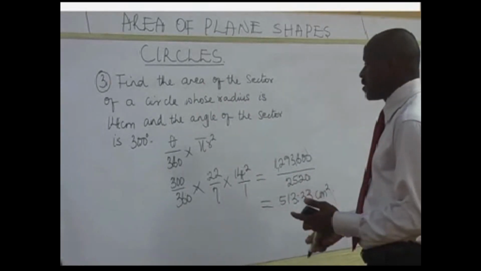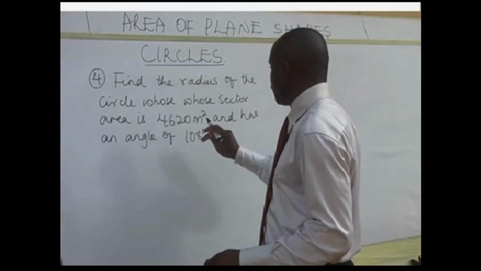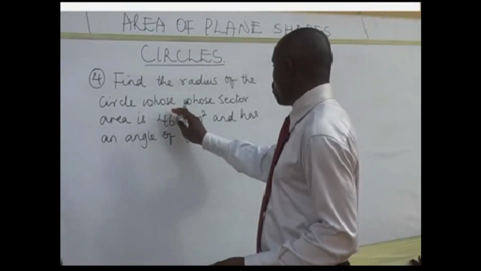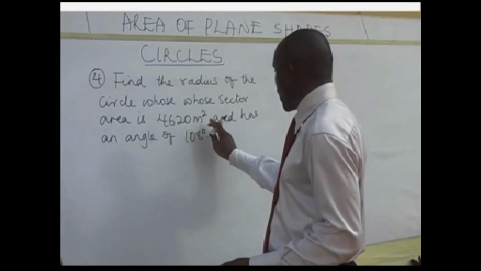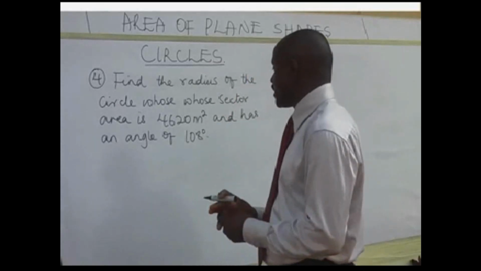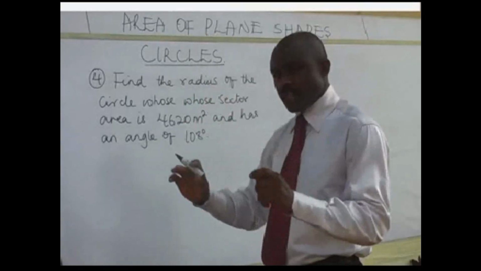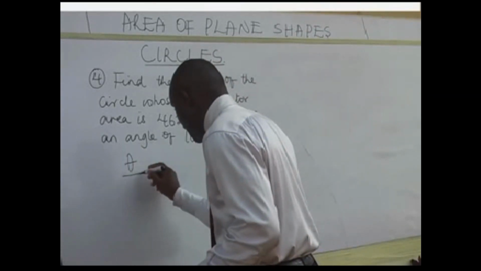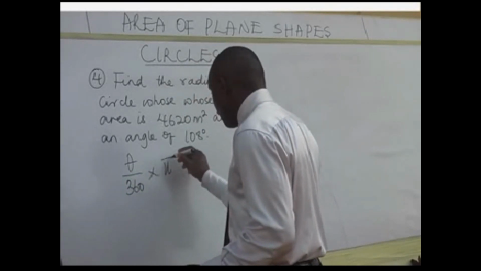The next question: find the radius of the circle whose sector area is 4,620 meters squared and has an angle of 108 degrees. As long as it is a sector of a circle, the formula for finding its area is theta all over 360 times pi r squared.